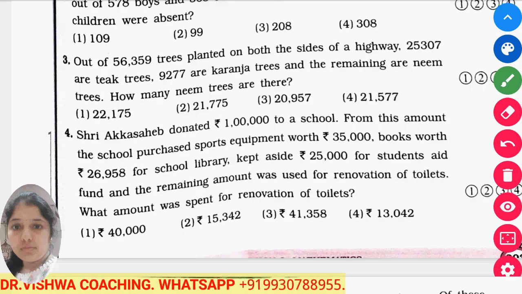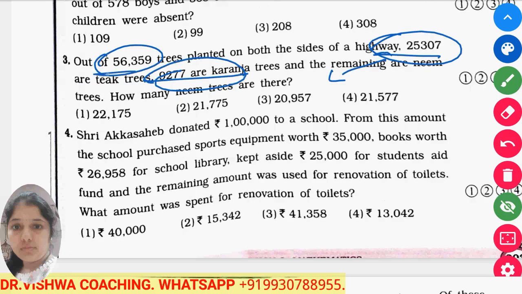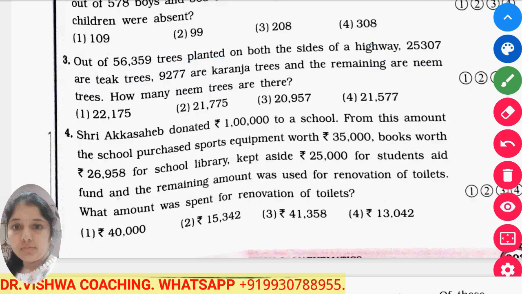Out of 56,359 trees planted on both sides of a highway, 25,307 are oak trees, 9,277 are karanja trees, and the remaining are neem trees. So we have to find how many neem trees there are. So first add the number of karanja trees and the number of oak trees. You will get the total number of both the trees, and then you subtract that from the total number of trees to find the number of neem trees.